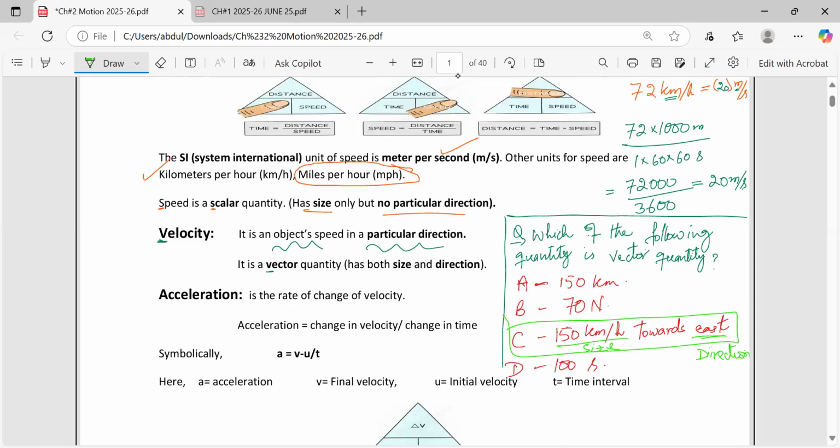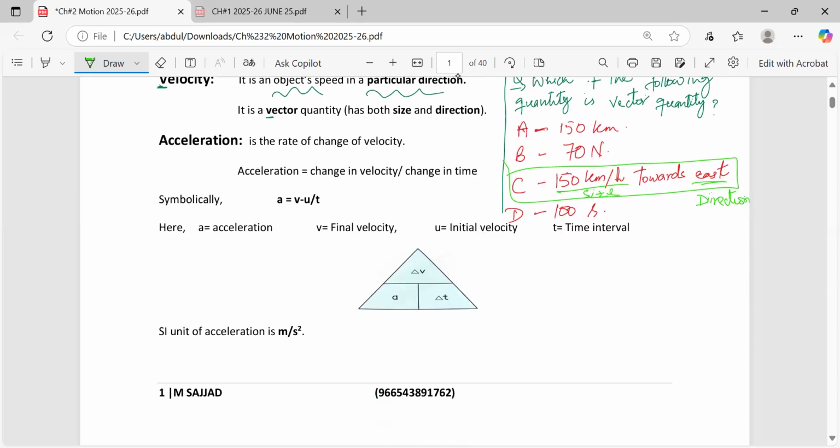Okay, good. Nice. Now, next is acceleration. It is the rate of change of velocity. When velocity is changing, there will be acceleration. And how can the velocity change?